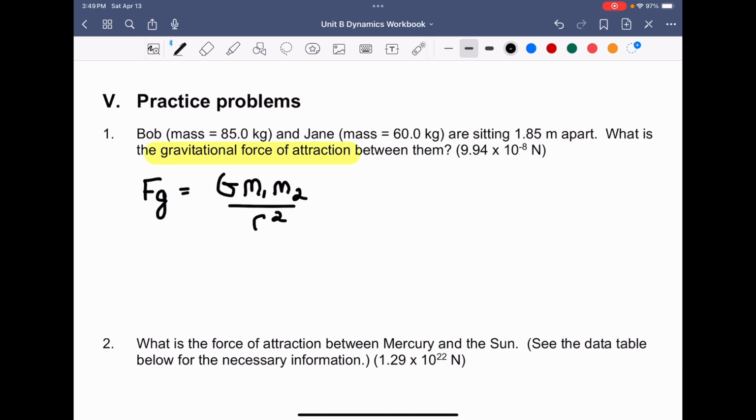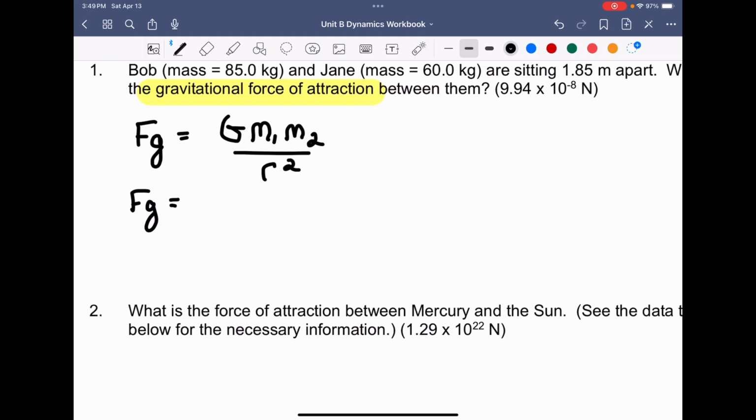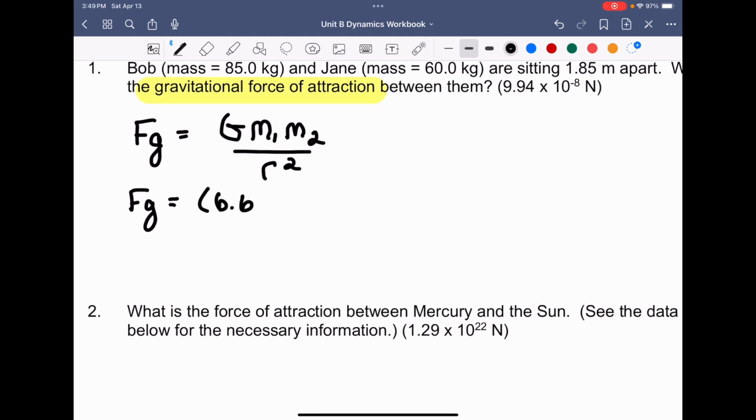Okay, now we're going to write Fg, and then you're like, well, how do we know this G value? We weren't given the G value. It's actually on the back of your formula sheet. Flip your formula sheet over. It's the second one down in the constant section. It's called the universal gravitational constant, or more specifically, the gravitational constant. We're going to plug this in with its units. So it is 6.67 times 10 to the negative 11 newtons times meters squared divided by kilograms squared.